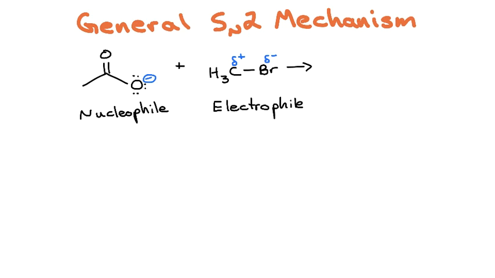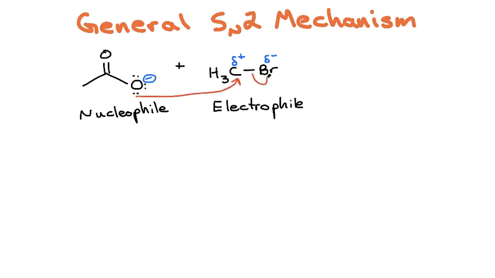We have the usual alpha carbon and a good leaving group, just like in the E1, SN1, and E2 reactions. In this case, the alpha carbon is methyl. It's not even primary because it doesn't have any other carbons bound to it. Let's look at the reaction mechanism.